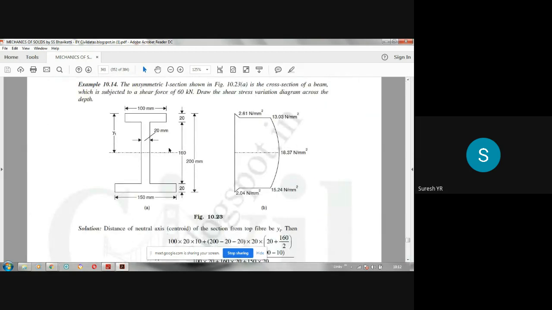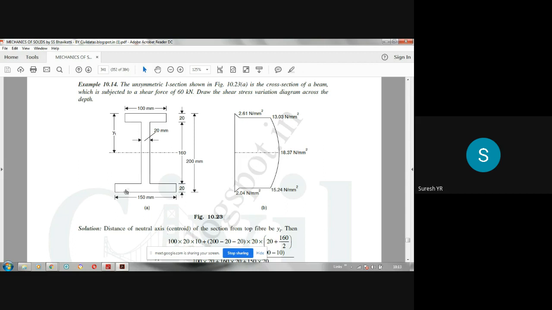Unsymmetrical I section. There also you will get the shear stress distribution. Here he has given the shear force value at this section as 60 kilonewton. So F is 60 kilonewton, or 60 into 10 power 3 Newton. Draw the shear stress variation diagram across the depth. Since it is an unsymmetrical section, you will not have the same values above the neutral axis and below the neutral axis, just like your first problem.